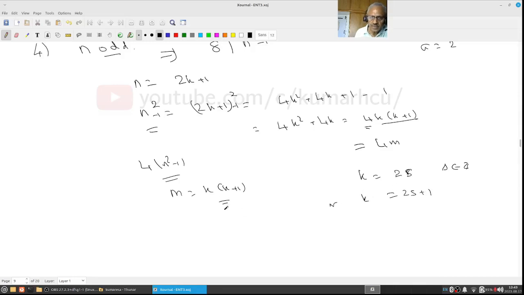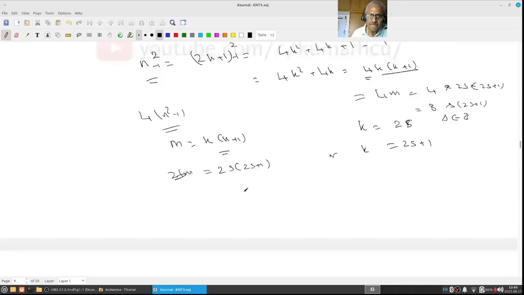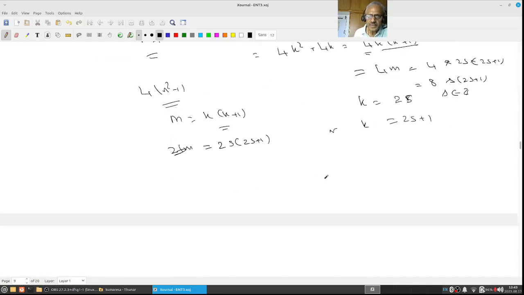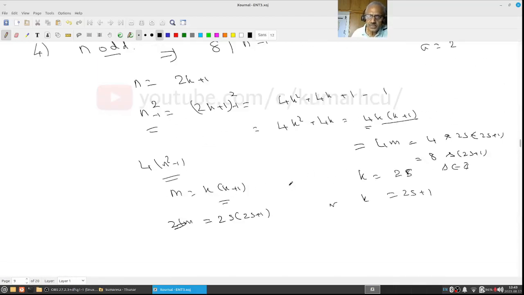Okay, if k is 2s, you can see 2 divides m, right? If k is 2s, then it is 2s into s plus 1, 2s plus 1. Therefore this will be 4 into 2s into s plus 2s plus 1, that is 8 into s into 2s plus 1. Therefore 8 divides. Right. What is the other case now?